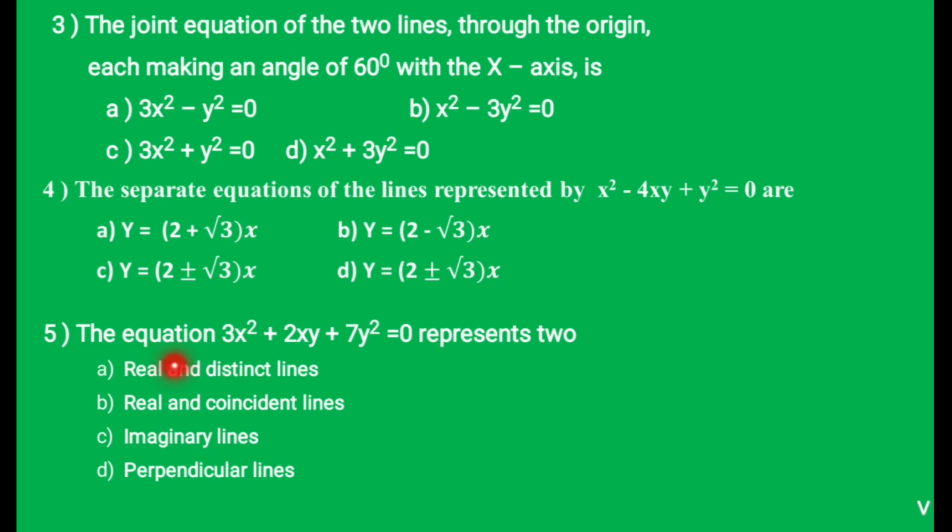Question 5th. The equation 3x square plus 2xy plus 7y square equals to 0 represent 2. So the options are option A, real and distinct lines. Option B, real and coincident lines. Option C, imaginary lines. Option D, perpendicular lines. That means you have to check whether the lines are real and distinct, real and coincident, imaginary lines or perpendicular lines from the given equation.